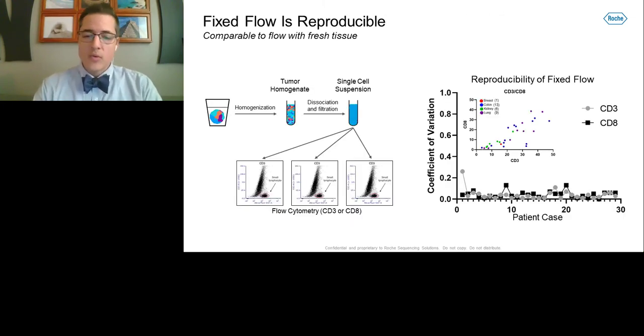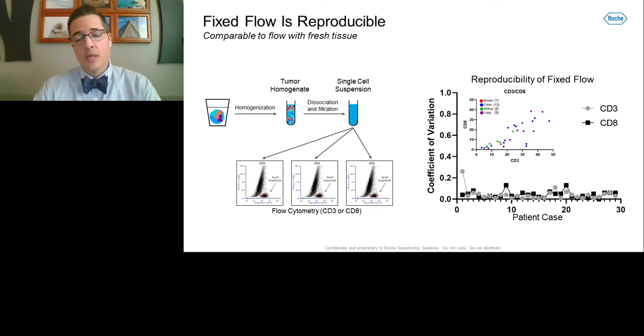So fixed flow, it's kind of what we're calling this. Fixed flow is very reproducible. As you can see in the cartoon on the left, we take a solid tumor, we homogenize it, we then disassociate it further and filtrate it so that we create a single cell suspension, and then we stain in 3 different experiments for the same biomarker, and then we look at the variance of that. As you can see on the figure on the right, this is the reproducibility of fixed flow. Looking at 2 biomarkers, CD3 and CD8, the coefficient of variance is incredibly low across 30 different patient cases. These tumor types include breast, colon, kidney, and lung.